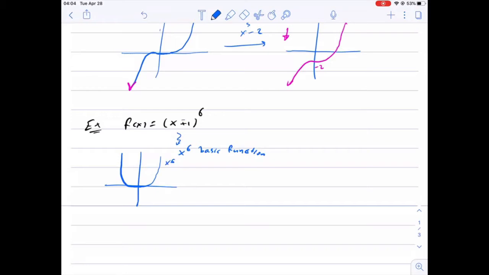Now when we add 1 to the variable, not to the whole function, but to the variable, that means we make a translation one step to the left, to the opposite side. So when we add 1 to x, then we have the graph translated one step to the left. So the graph may look like this.